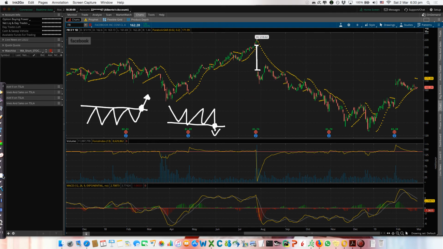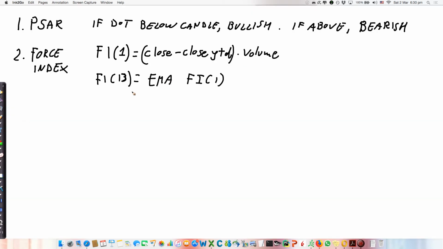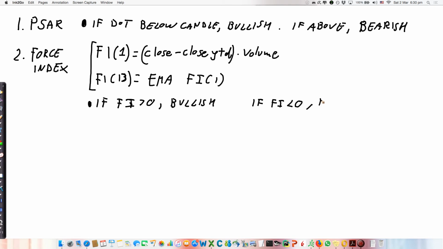Okay, so let's write this down, how to use that. So this is the definition and how to use the force index. If the force index is positive, that is bullish. If the force index is negative, that is bearish. Equal to 0 is very rare, but in case it's equal to 0, you can consider either bullish or bearish.